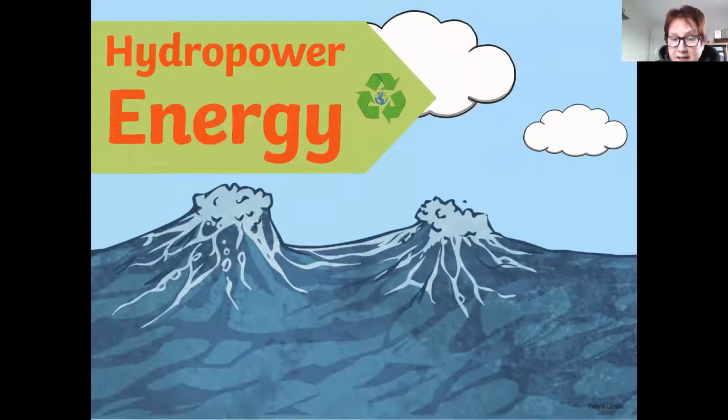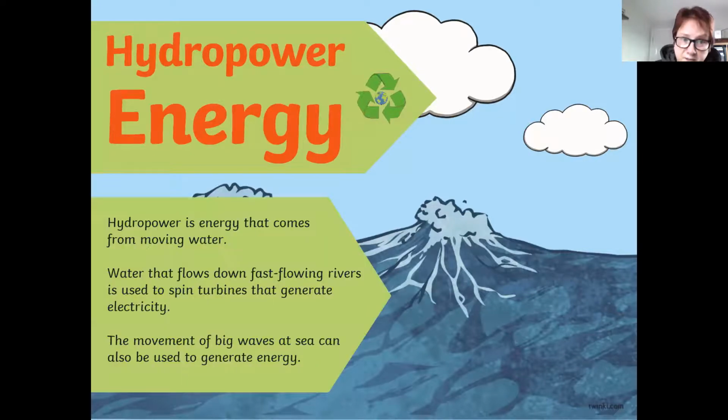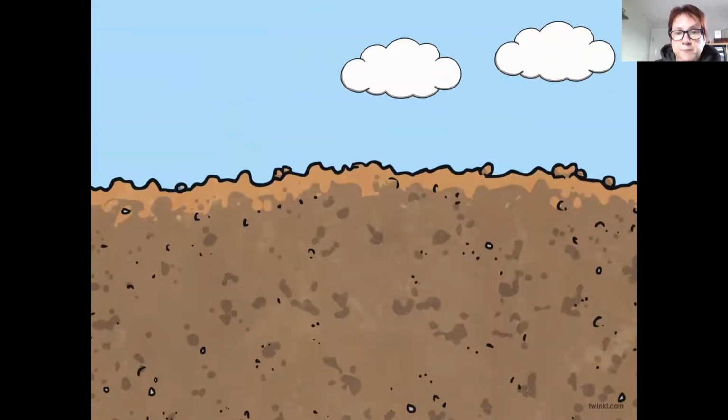Hydropower. Looking at the picture, where do you think that comes from? Yes, it comes from moving water. Water that flows down fast-flowing rivers is used to spin turbines that generate electricity. Not just rivers, waves at sea. The movement of waves at sea can also be used to generate electricity.